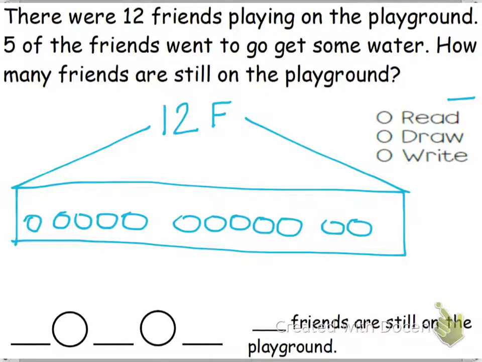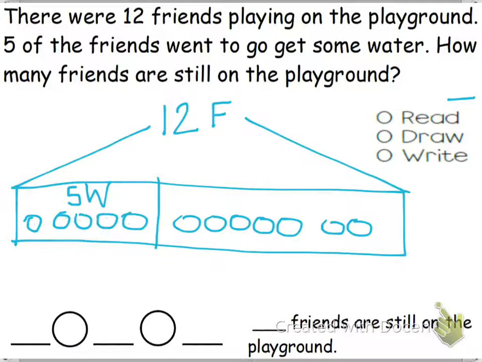So I know that 5 of them left the playground and went to go get water. So I could cross out 5, or I could just count 5 and separate with a line. I gotta label it. I'm putting a 5, and then I'll put a W for water. Those are the ones that went to get water. Or you could have done a W for went, okay? Or G for go.